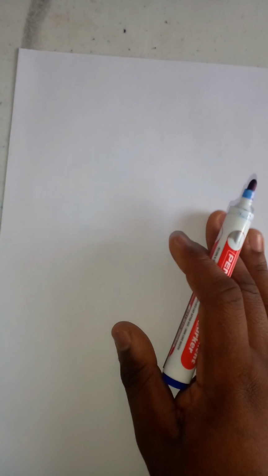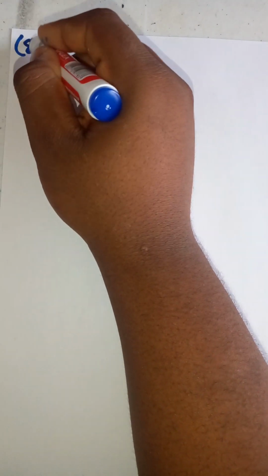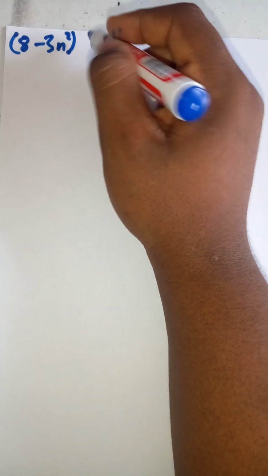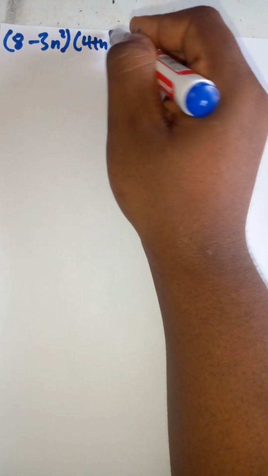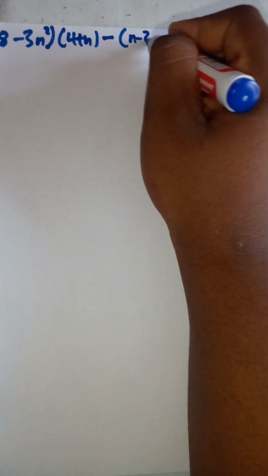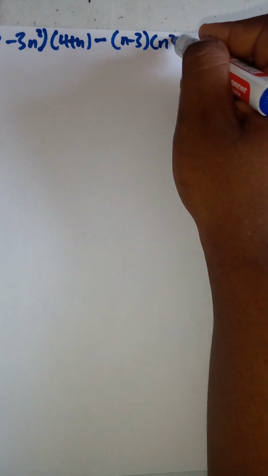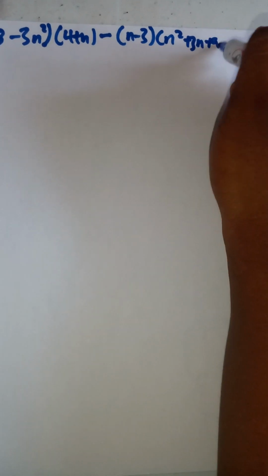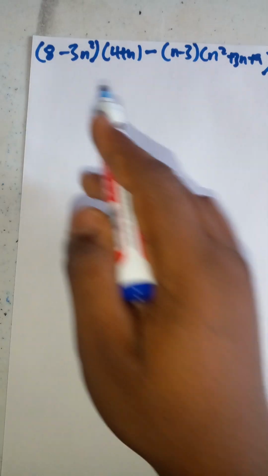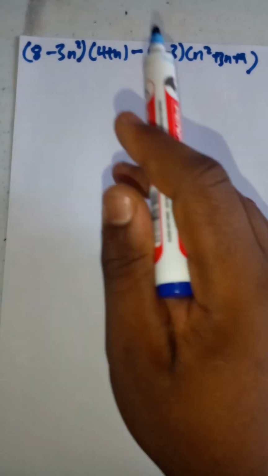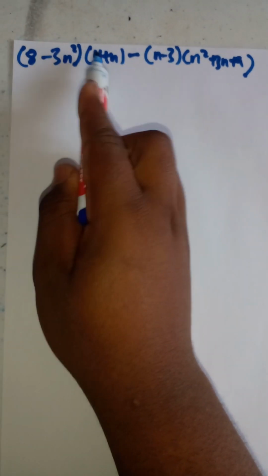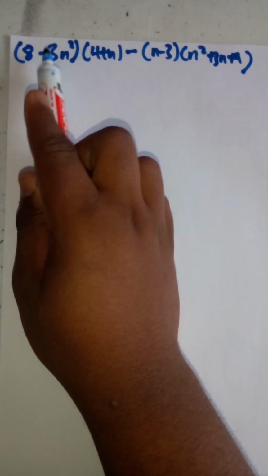So we are gonna check this example. We are gonna check this one. 8 minus 3n squared, and then we're gonna have 4 plus n minus n minus 3, and then n squared plus 3n plus 9. Remember, there is nothing difficult, so don't be shocked by the example. Now we are gonna start. As you can see, I have a binomial there, two terms, which is a binomial. So we can multiply them together.